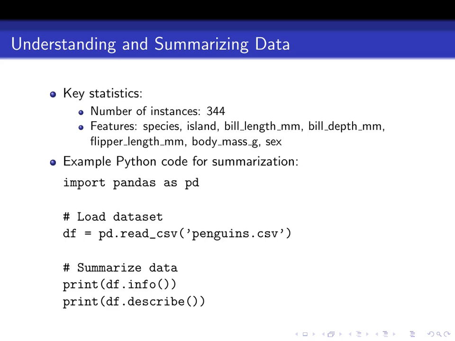Key statistics include the number of instances at 344. Features include species, island, bill length in millimeters, bill depth in millimeters, flipper length in millimeters, body mass in grams, and sex. In the example Python code, we load and summarize the dataset.